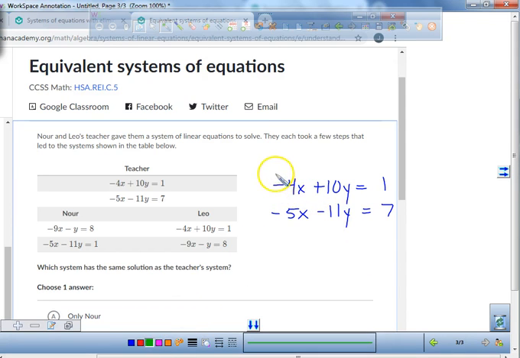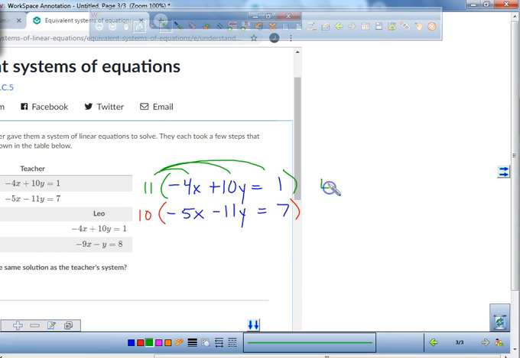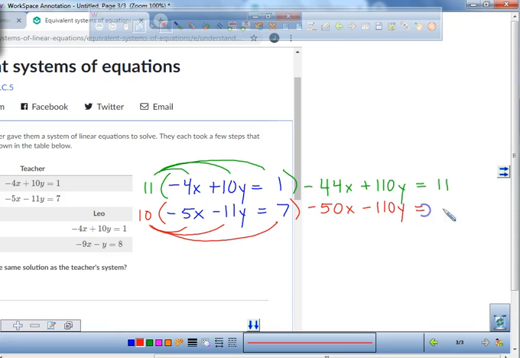Now, this time it's going to be a little bit different. I'm going to take the top equation and I'm going to multiply it by an 11. And then I'm going to take the bottom equation and I'm going to multiply it by a 10. So watch what happens when we multiply everything by an 11. We get negative 44x plus 110y equals 11. And when I take the bottom equation and I multiply everything by a 10, here's what I get. I get negative 50x minus 110y equals 70.